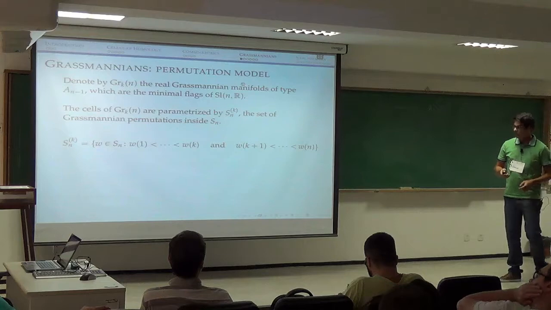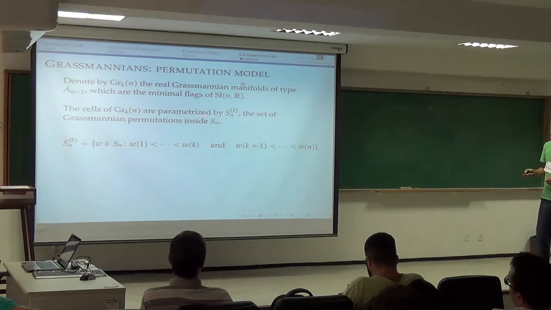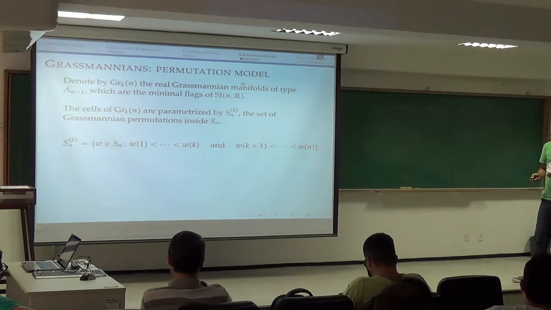We know that the cells of the Grassmannians are parametrized by what we call Grassmannian permutations. What is the property of a Grassmannian permutation? It has a break in the order exactly in the position k. The first k positions are ordered, and the remaining ones are also ordered, and eventually, in the k position, it has a break of order.